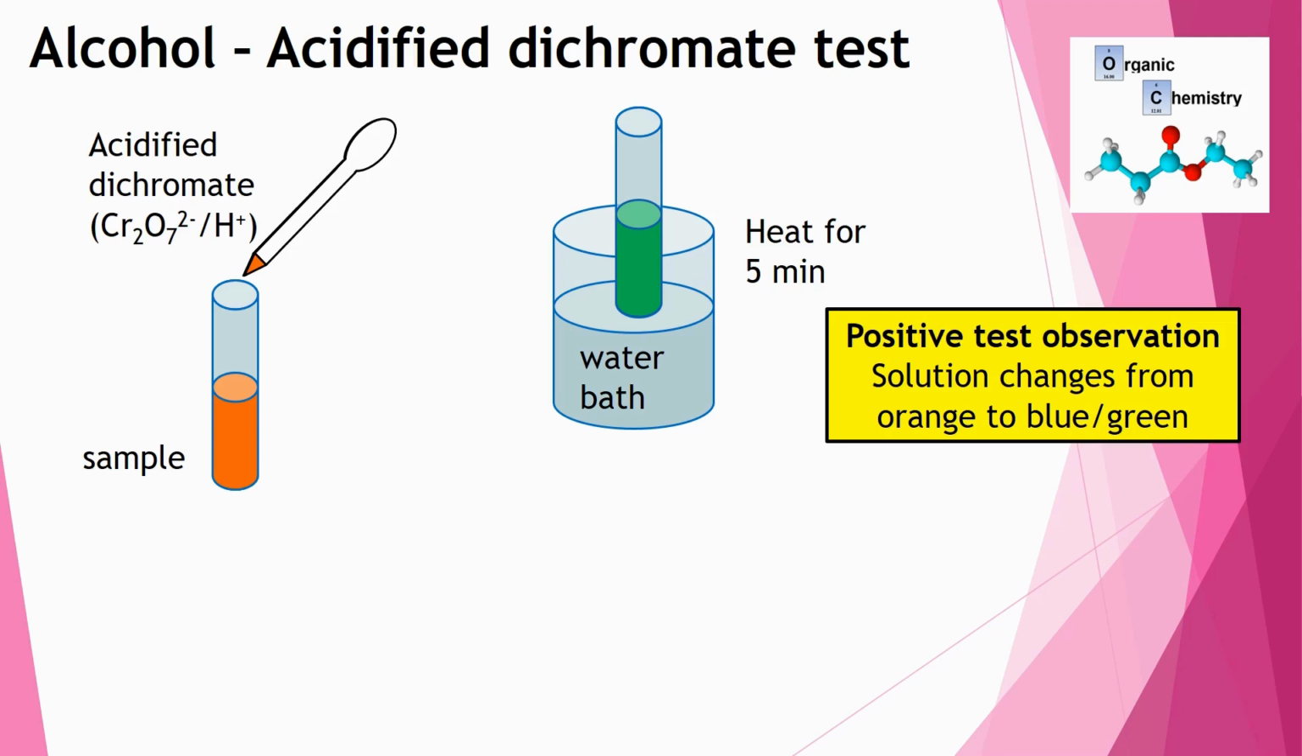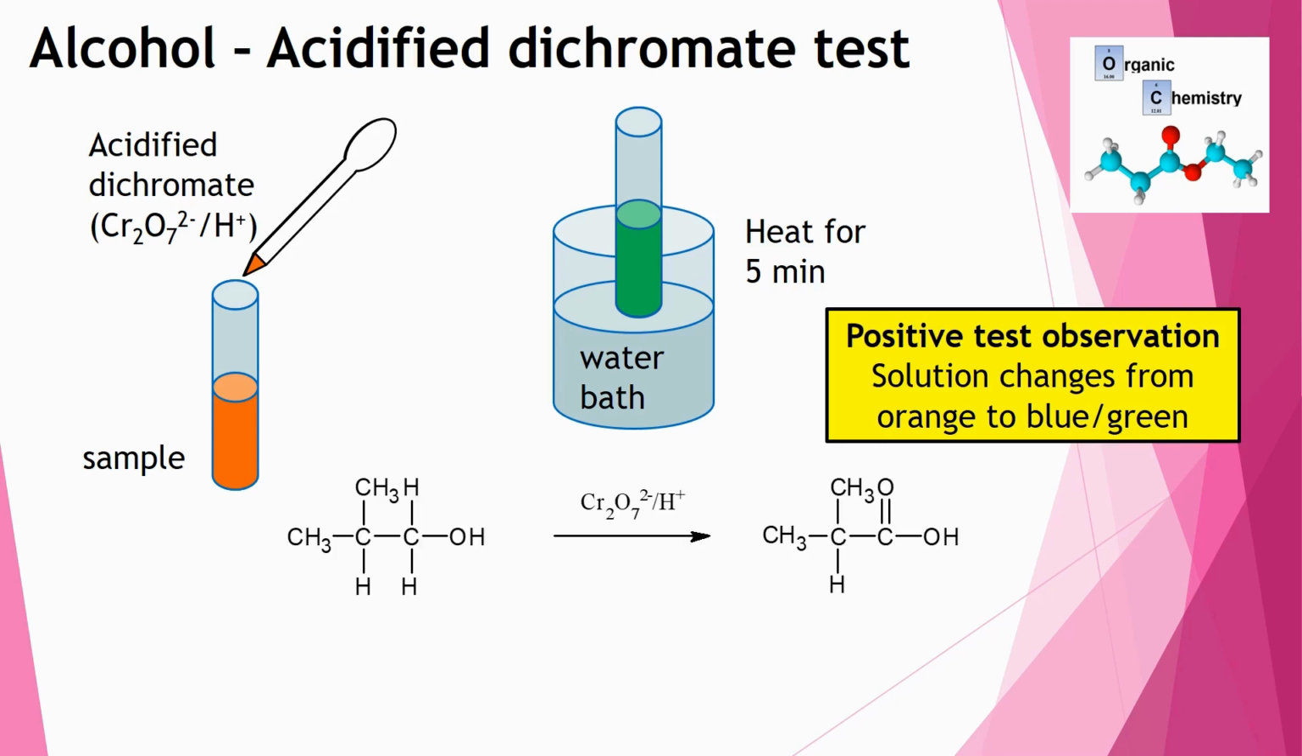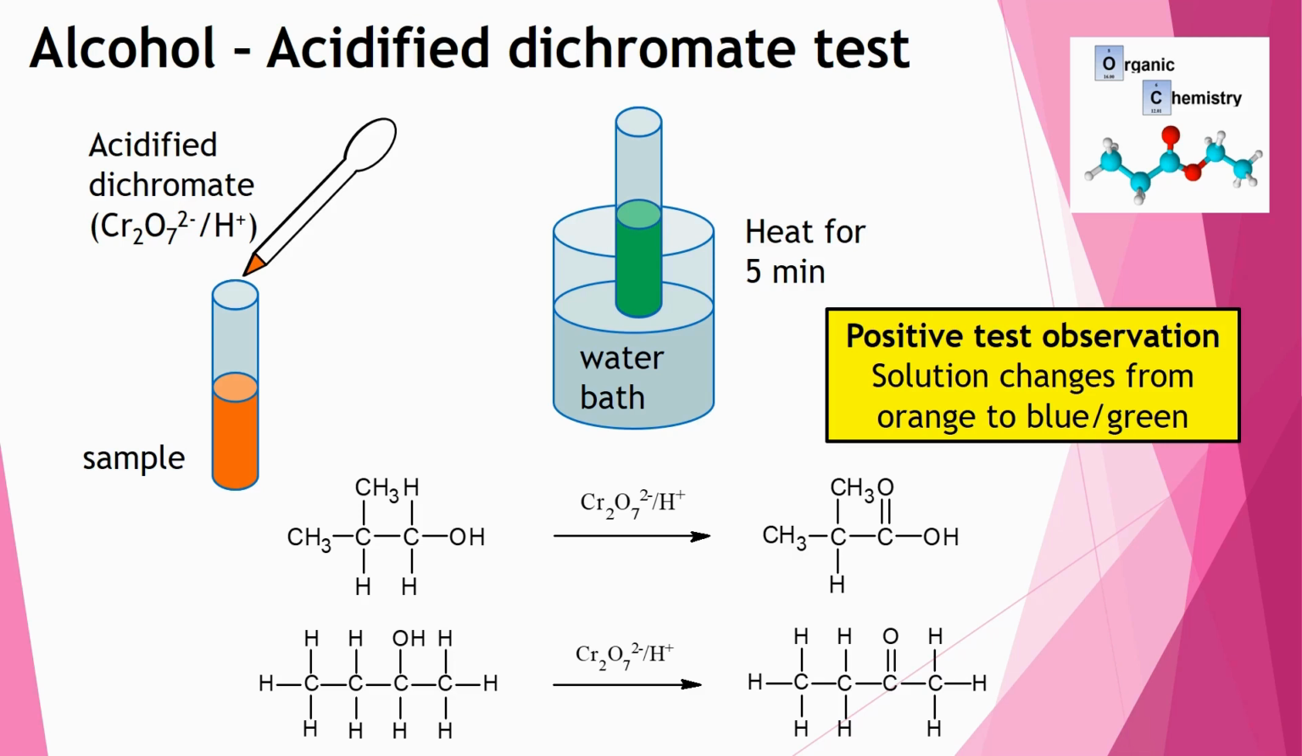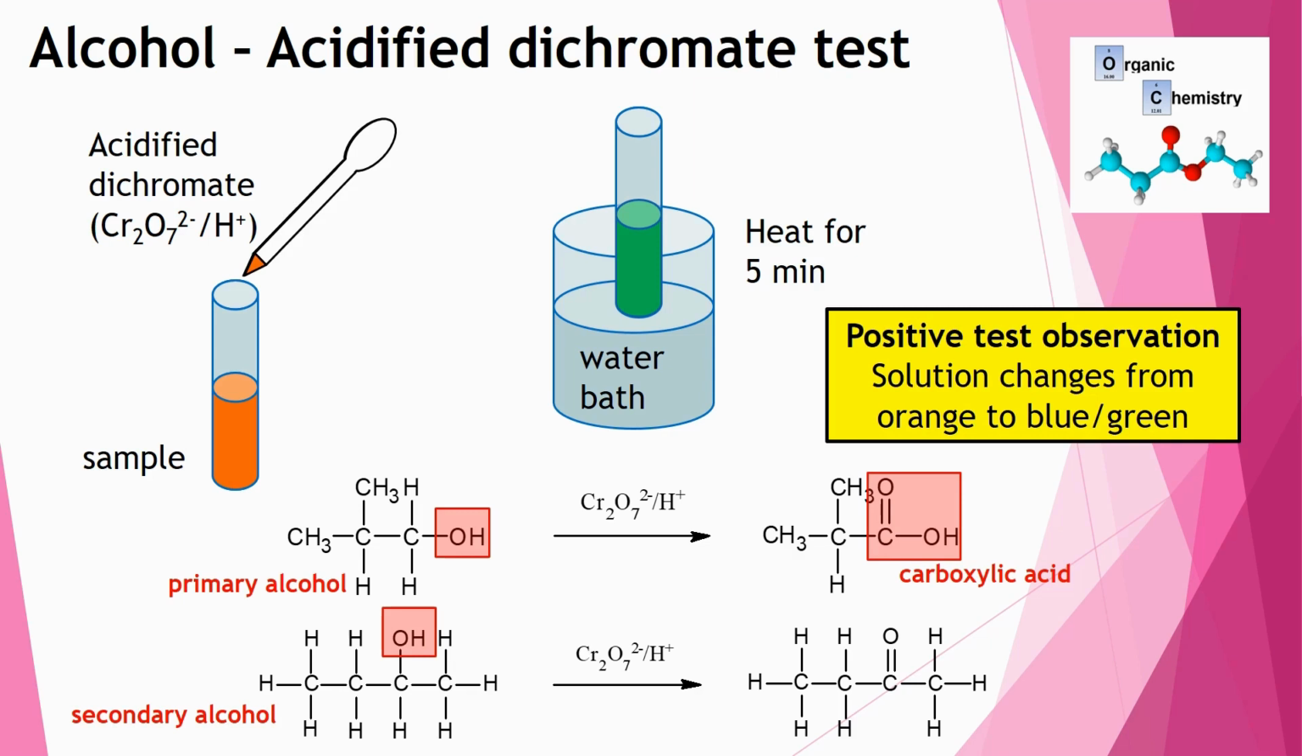So this means that our sample has been oxidized. This is generally a positive test for something that can be oxidized. That is either a primary alcohol like this. Here we can see this is a primary alcohol because we have the OH functional group here attached to one carbon that is only attached to one other, and it turns into a carboxylic acid. Or we could have a secondary alcohol here. Remember, this carbon that the OH is attached to has 2 other carbons, and it will turn into a ketone.